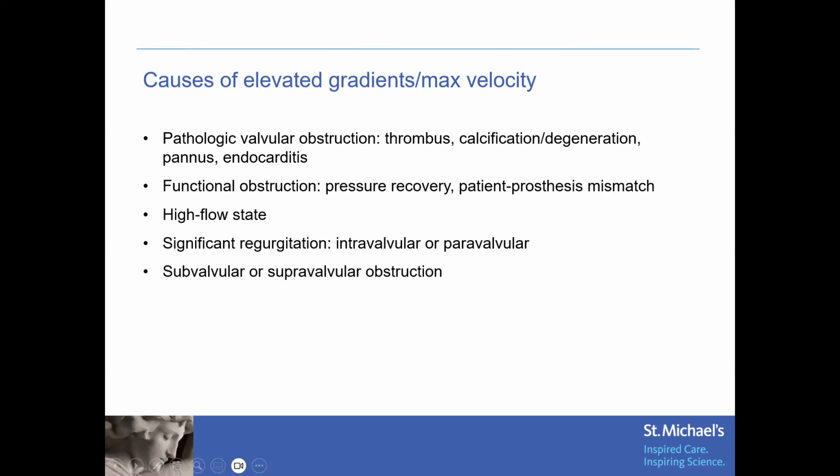To bring things back together, the causes of elevated gradients include pathologic obstruction like thrombus and calcification, functional obstruction like pressure recovery, patient-prosthesis mismatch, high flow state, significant regurgitation, and subvalvular and supravalvular obstruction. Always keep in mind that if the valve appears to be opening well but the gradients are still elevated, there could be a subvalvular or supravalvular structure that we're missing.